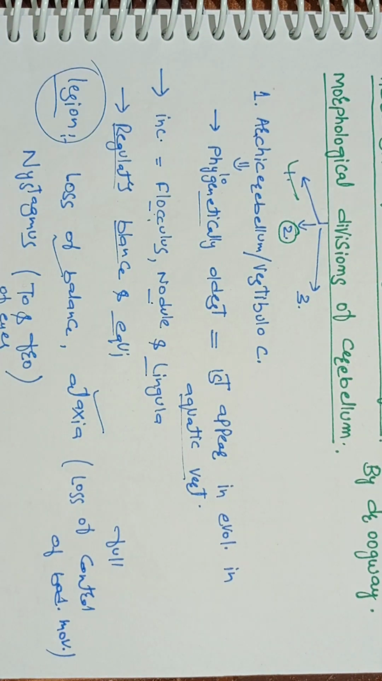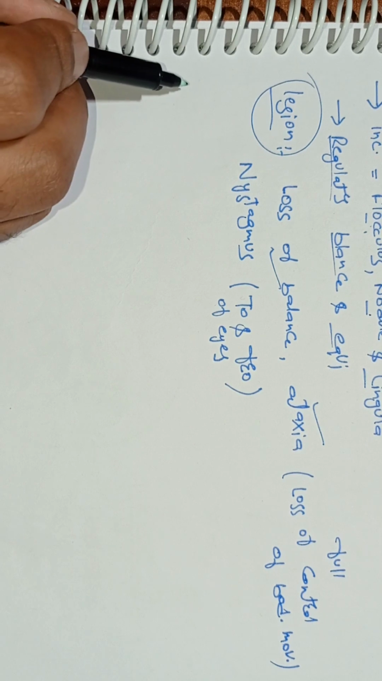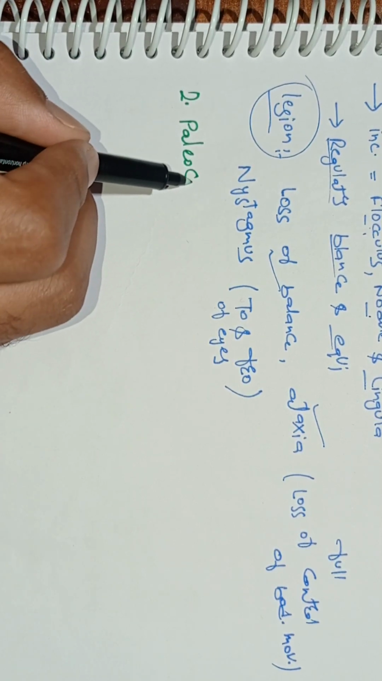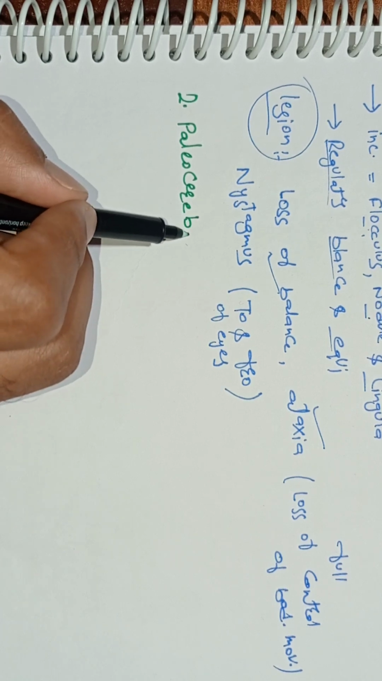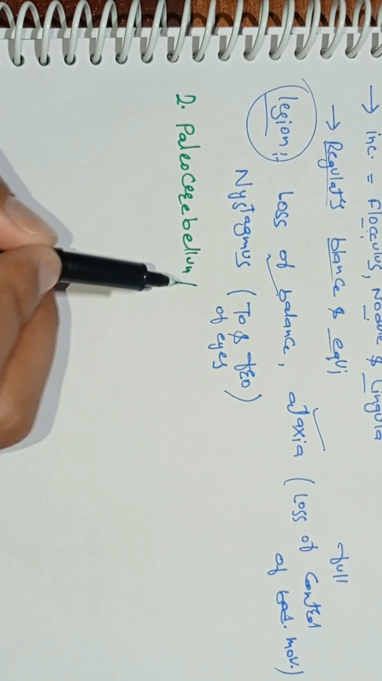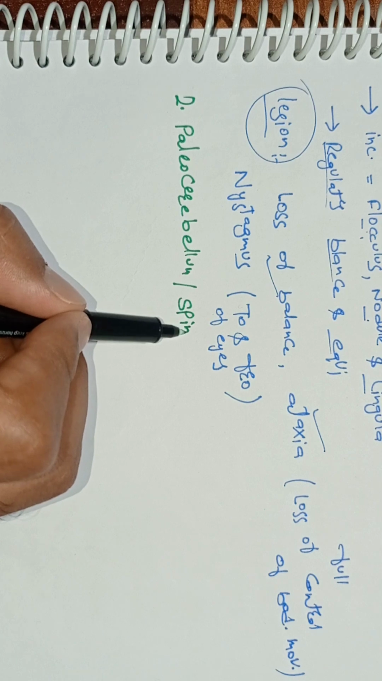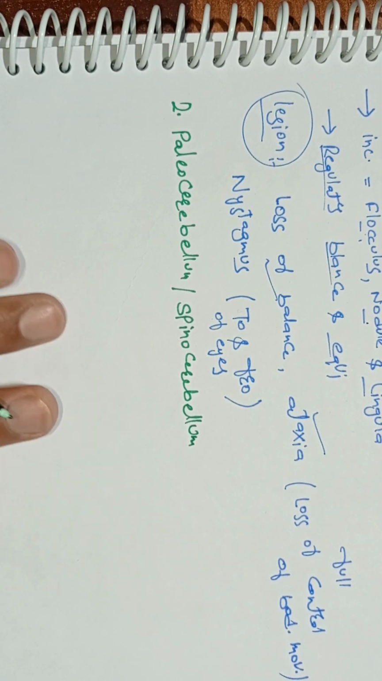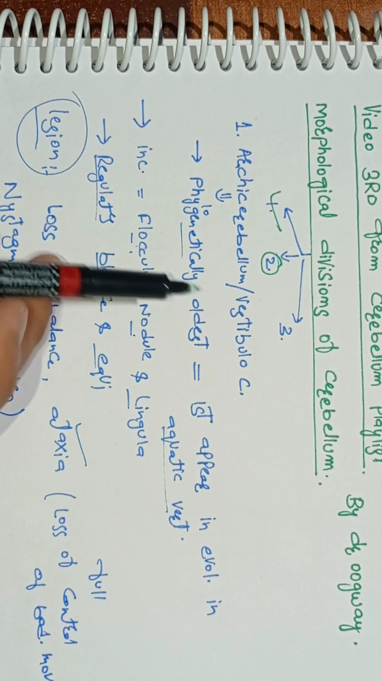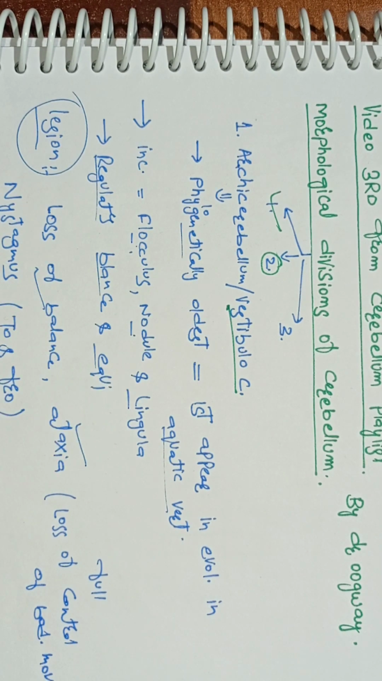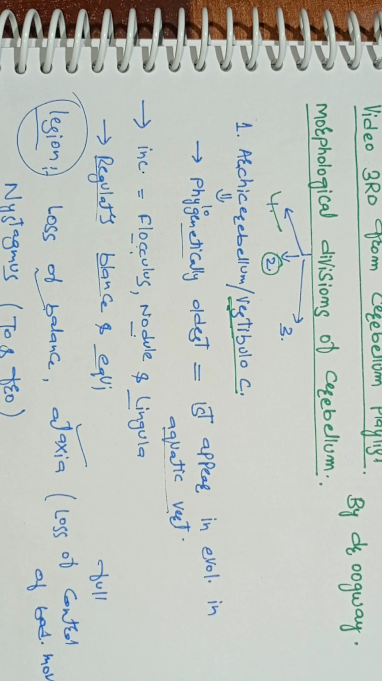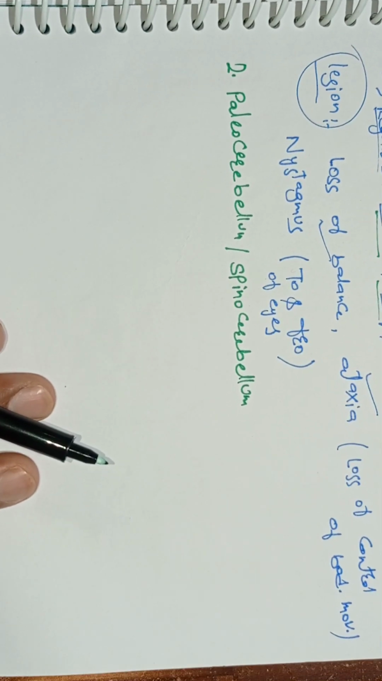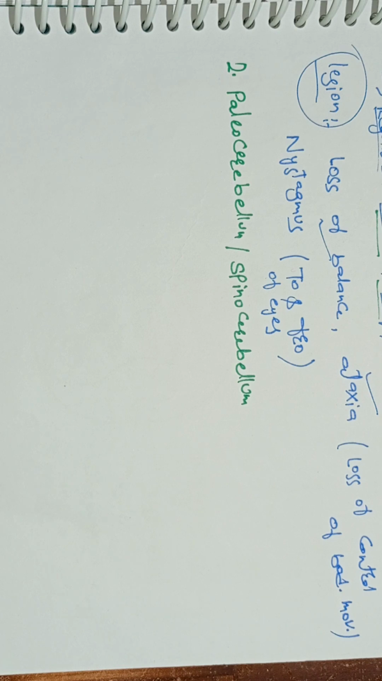Now moving on to the second morphological division. Our second morphological division is known as the paleocerebellum, or it is also known as the spinocerebellum. The first division is also known as the vestibulocerebellum, vestibulo because it is associated with balance and equilibrium. Here we have the paleocerebellum or spinocerebellum.